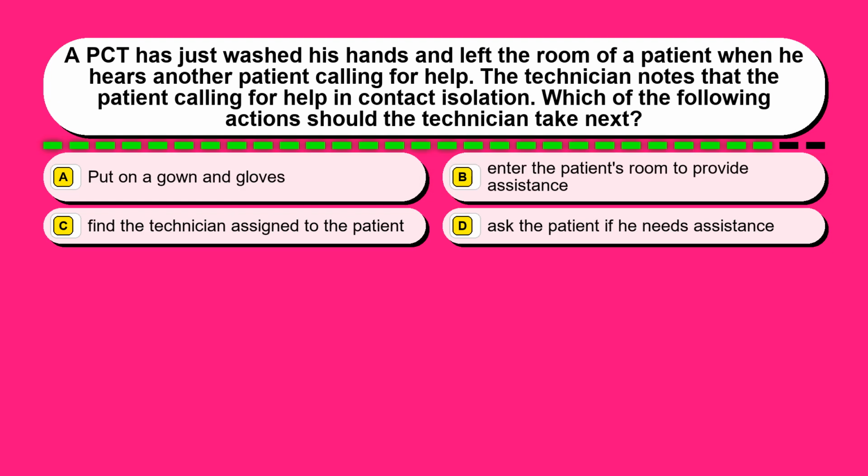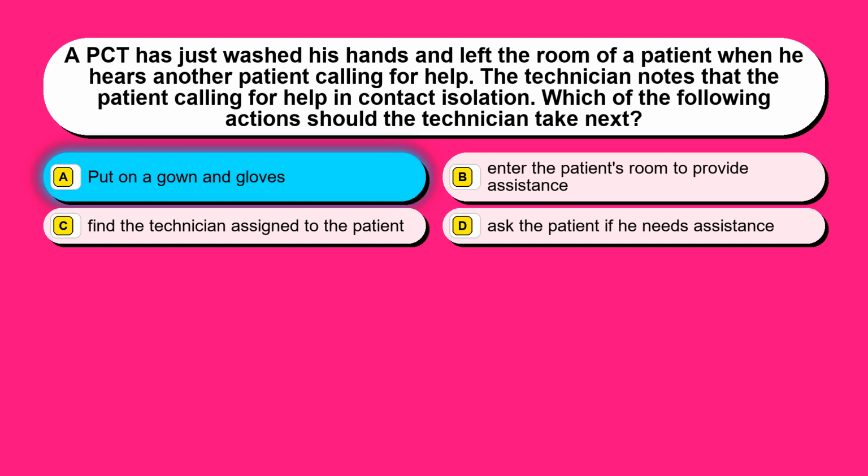Question 18. A PCT has just washed his hands and left the room of a patient when he hears another patient calling for help. The technician notes that the patient calling for help is in contact isolation. Which of the following actions should the technician take next? Option A, put on a gown and gloves. Option B, enter the patient's room to provide assistance. Option C, find the technician assigned to the patient. Option D, ask the patient if he needs assistance.